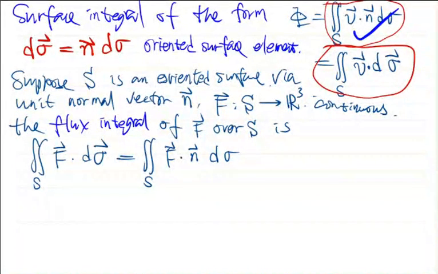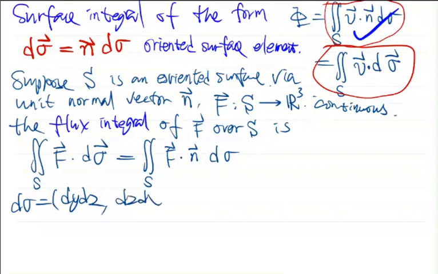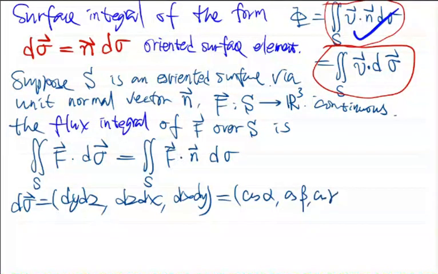So traditionally, we write dσ as (dy dz, dz dx, dx dy). We usually write dσ because it is an oriented surface element. It is a vector, therefore it has three components, written dy dz, dz dx, dx dy. Actually, this is precisely (cos α, cos β, cos γ) dσ. Here (cos α, cos β, cos γ) is precisely the vector n.